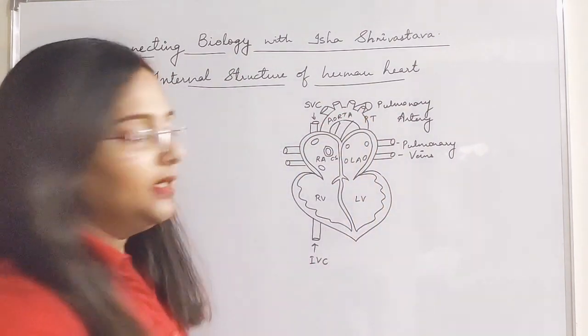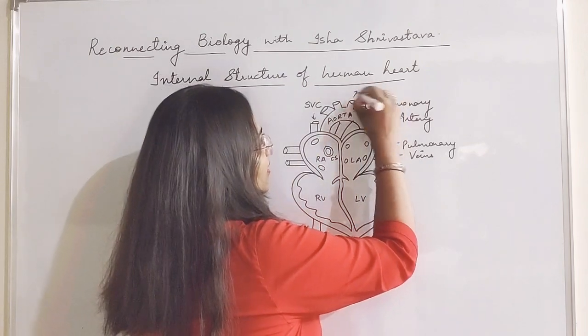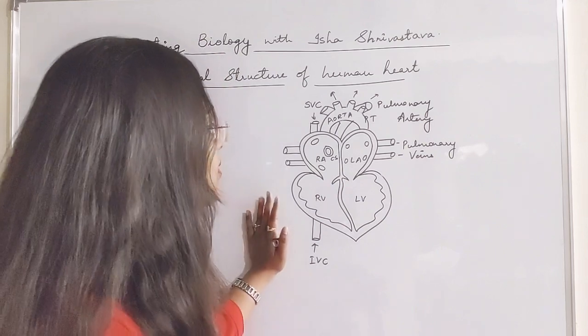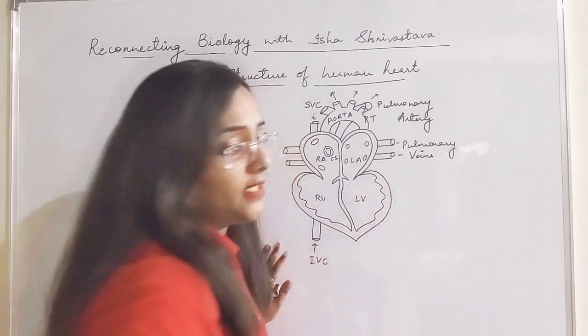This is known as the aorta. These are the branches of the aorta that will take the oxygenated blood to the other parts of the body. So this is how the heart looks.